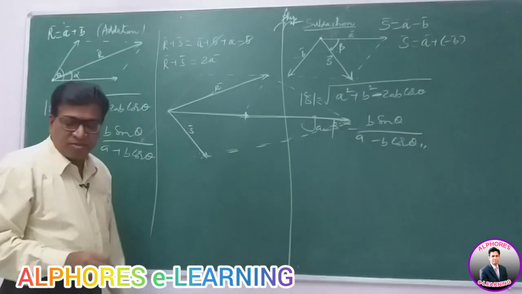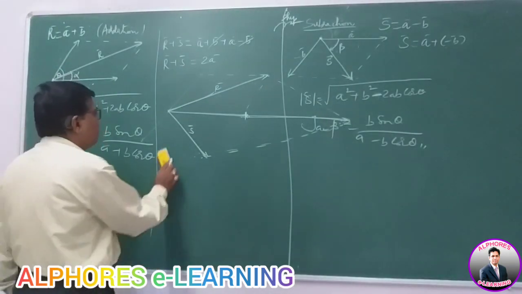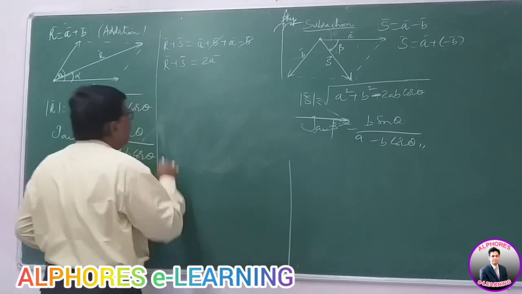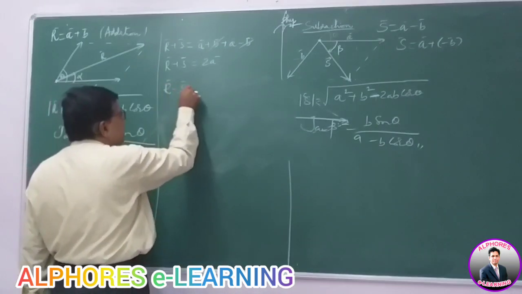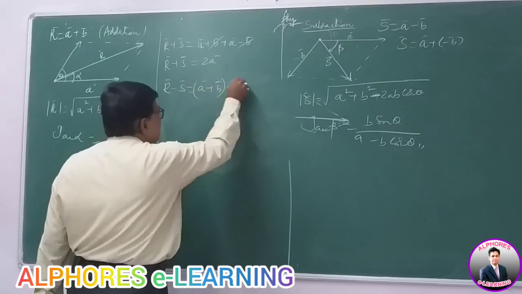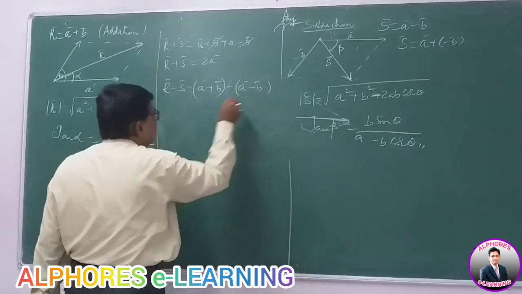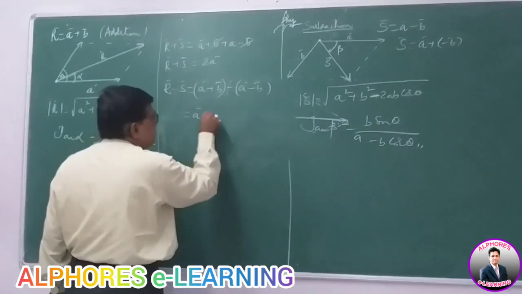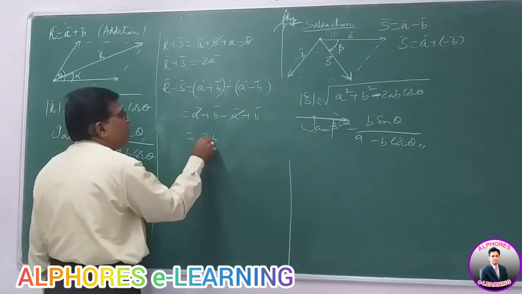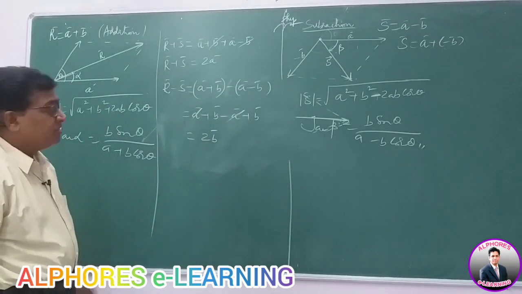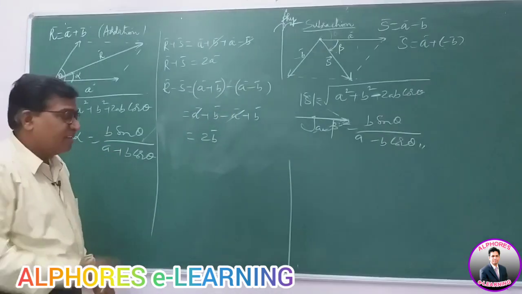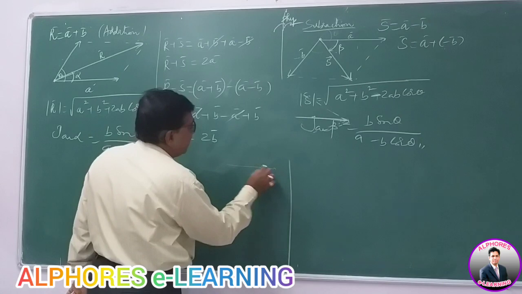Similarly, suppose he is asking to find out what is r bar minus s bar. So r bar minus s bar means a bar plus b bar minus of a bar minus b bar. So it is a bar plus b bar minus a bar plus b bar. So you get it as 2b bar. Even this you can show by diagram a and b.